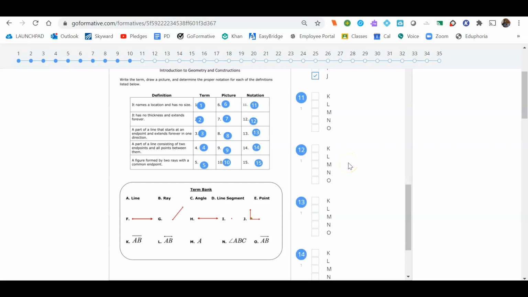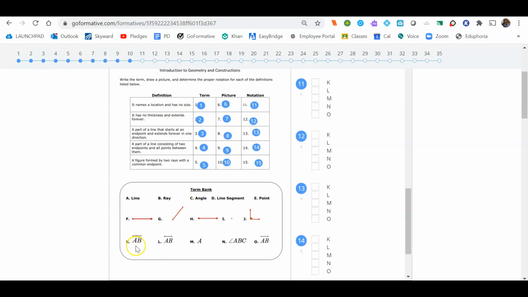All right, now 11 through 15, let's talk about notation. So again, number 1 is a point. Which one of these 5, K, L, M, N, O, is just a point? Well, just a letter represents a point. So that's going to be letter M. And we said a line. A line has 2 arrowheads in its picture, so also in its notation. So it would be letter L.